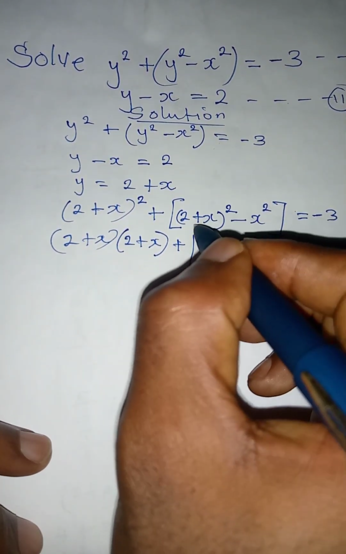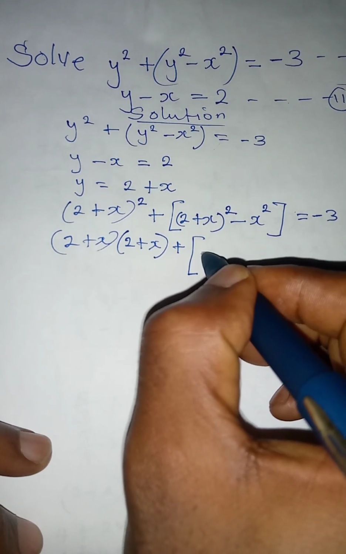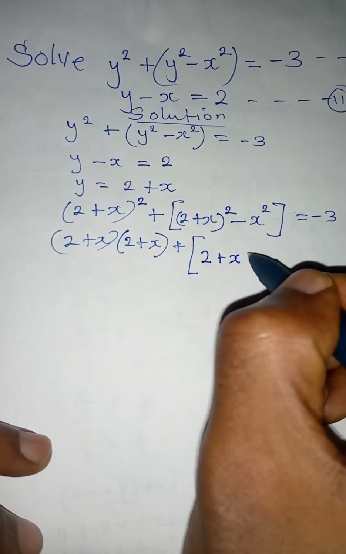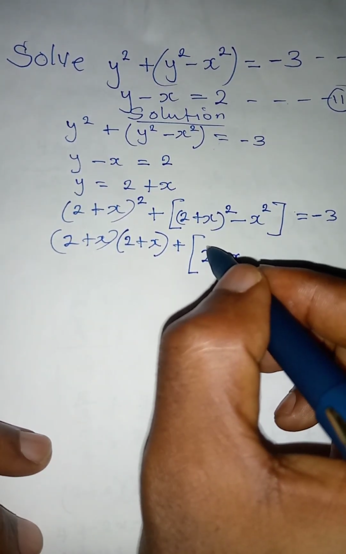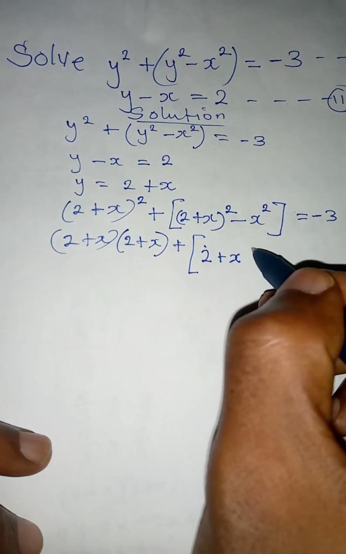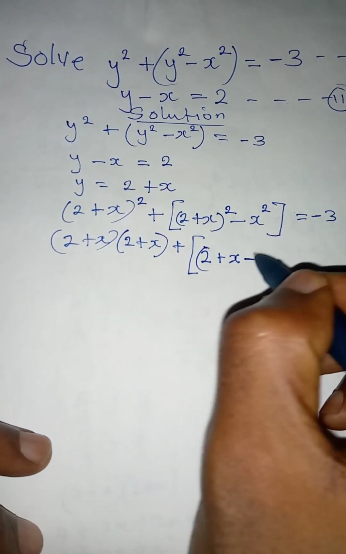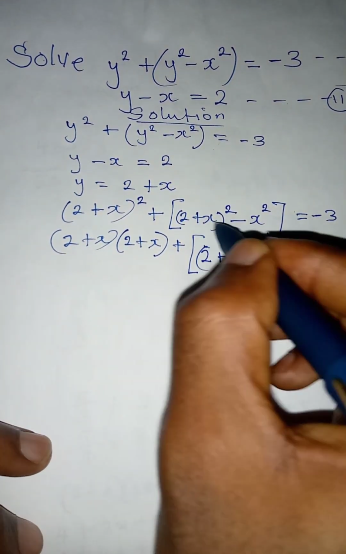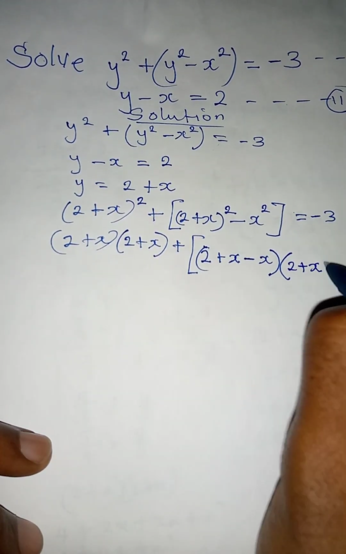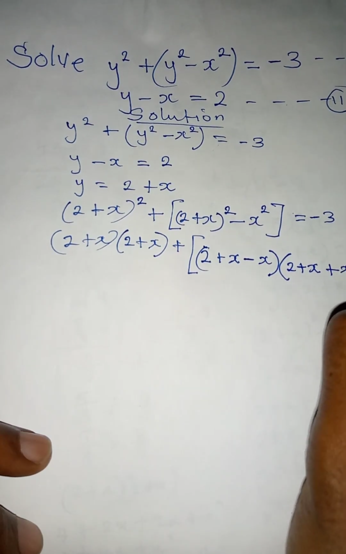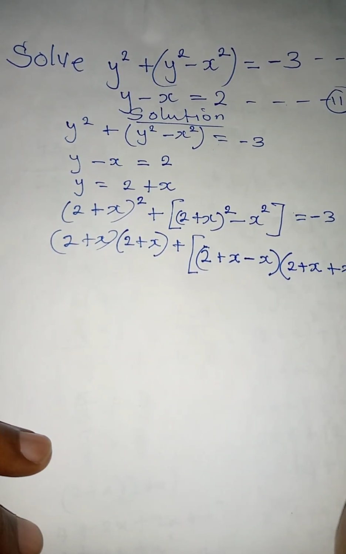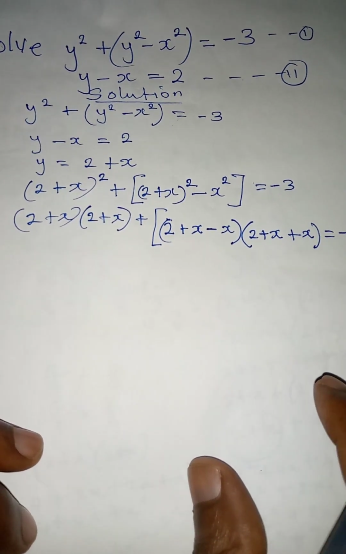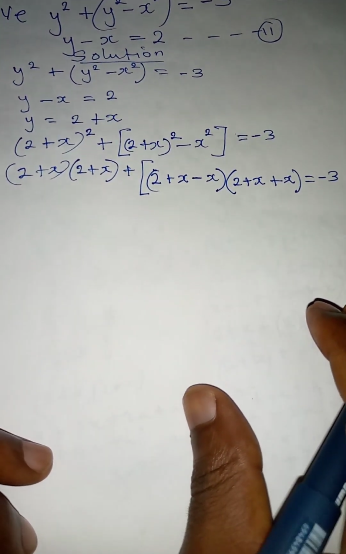Going over to this, we will have 2 plus x. I want to use difference of two squares for this: 2 plus x minus x, then close this bracket. Then the next bracket, I will have 2 plus x, then plus x. This is difference of two squares, then equal to negative 3.